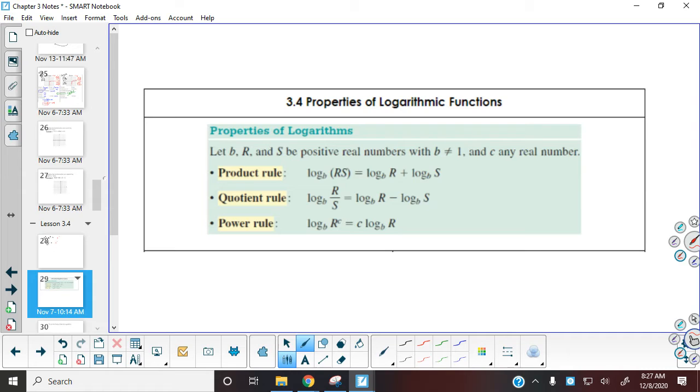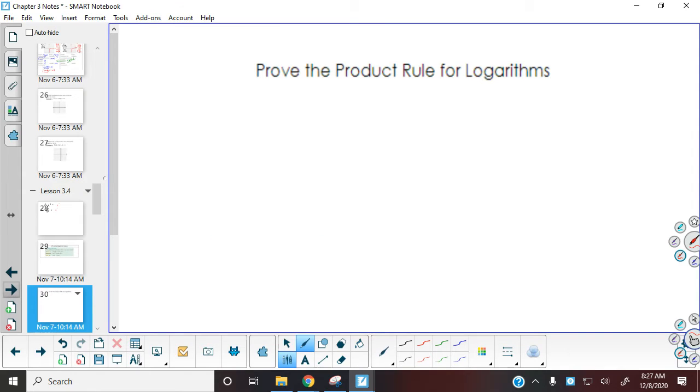As you look here, your product rule, if you are multiplying your logarithms, you are essentially splitting it by adding. If you are looking at division here, you are splitting it and using subtraction. This power rule, what you're doing is taking the power out in front, which is going to give you the result of c times log base b of r. So again, the key is if you have multiplication going on in the parentheses and it's asking you to expand it, you're adding. You have division, and you're asked to expand it, you're subtracting. Okay, so let's take a look at some examples.